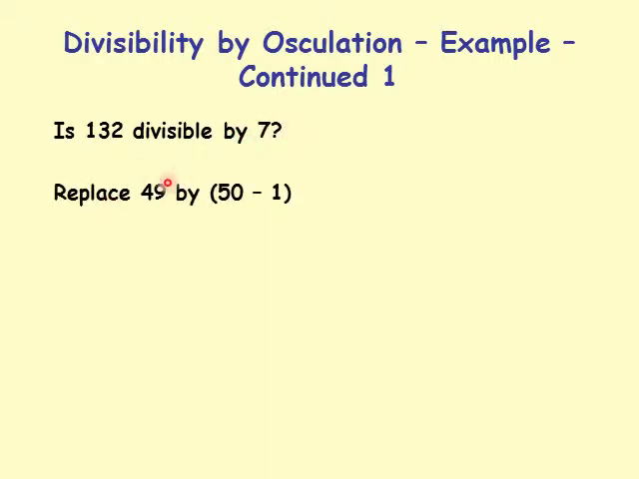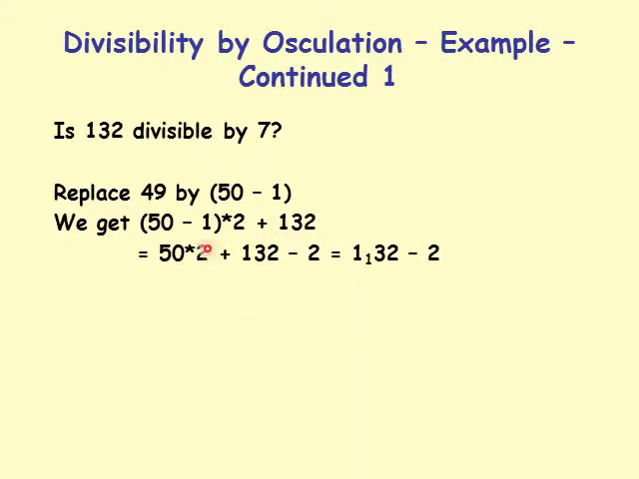Now first we will replace 49 by 50 minus 1, by addition and subtraction of 1. So we get (50 minus 1) times 2 plus 132. Let's see what's up. That's 50 times 2 plus 132 minus 2. So 2 minus 2 is 0. It is 2 and minus 2 will become 0.